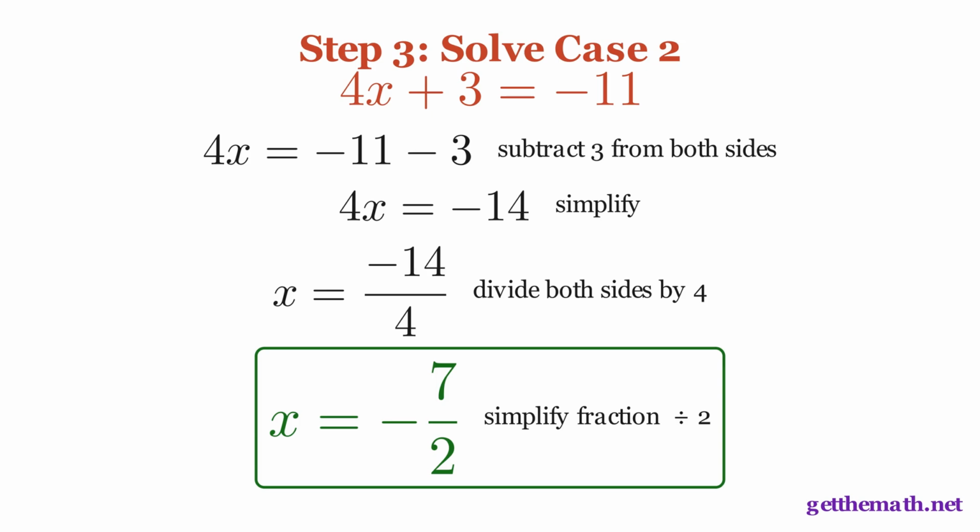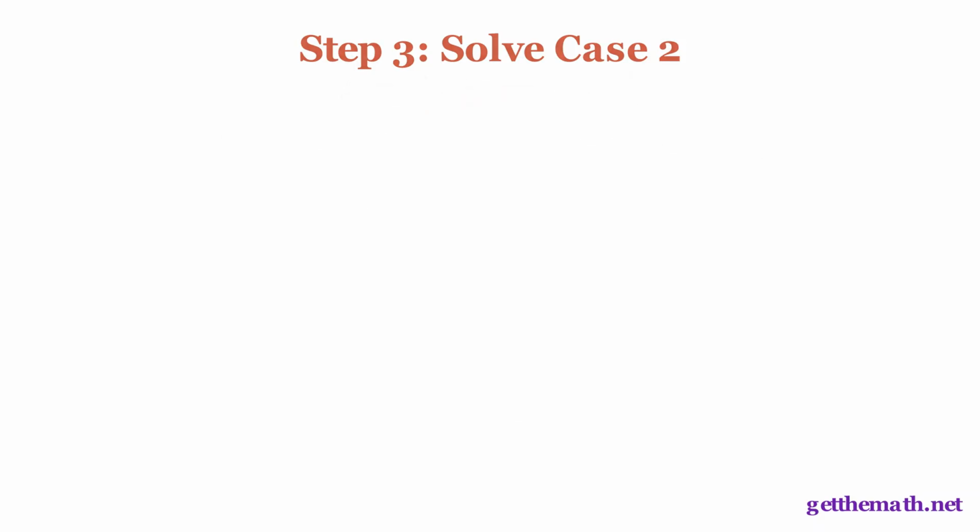Simplify the fraction by dividing numerator and denominator by 2. X equals negative 7 over 2. Case 2 gives us x equals negative 7 halves.